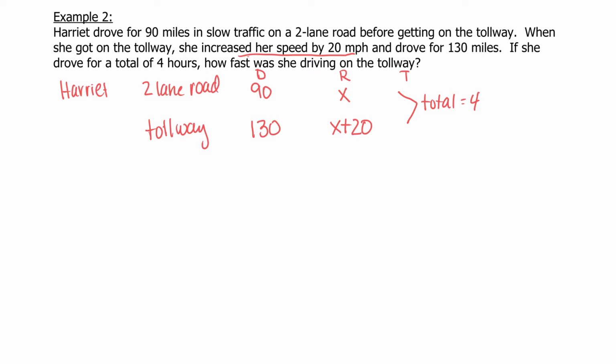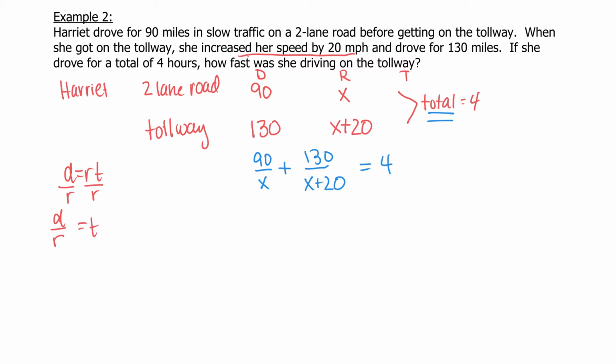We need the formula for time, so we would divide both sides by r. So the time equals distance divided by r. We're going to take the distance divided by the rate of the 2-lane road, which is just 90 over x. We're going to add it because, again, we have a total time of 4 hours. So we're going to add 130 divided by x plus 20. And together it should equal 4 hours.